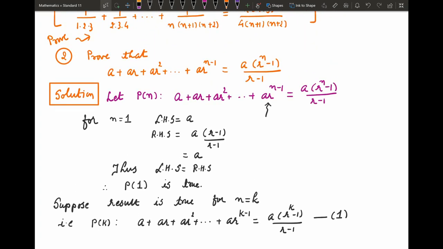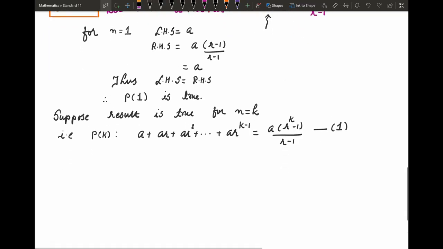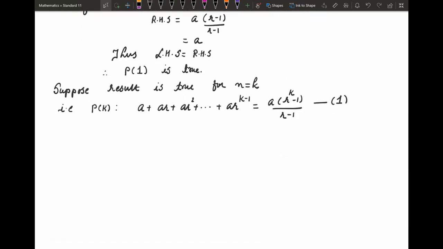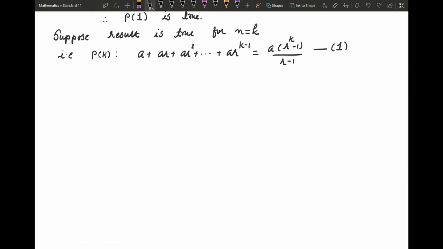So we have assumed that result is true for n equal to k. Now let us prove result is true for n equal to k plus 1. So for n equal to k plus 1, LHS a plus ar plus ar square and so on up to ar raised to k minus 1.